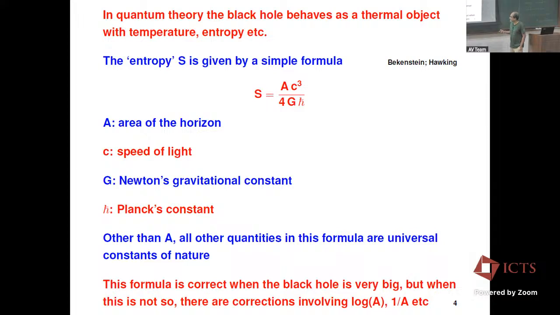c, for example, is the speed of light in the vacuum. G is Newton's gravitational constant, which measures the gravitational force between two objects. h bar is Planck's constant, which appears in quantum mechanics.